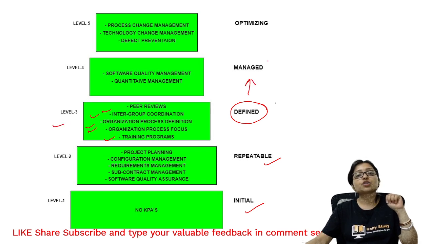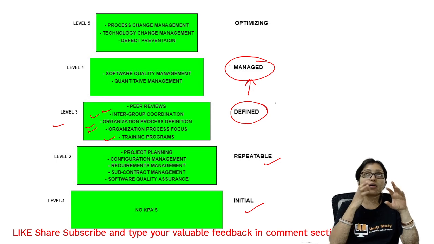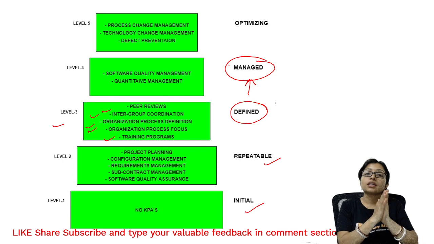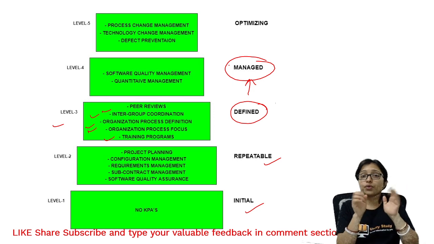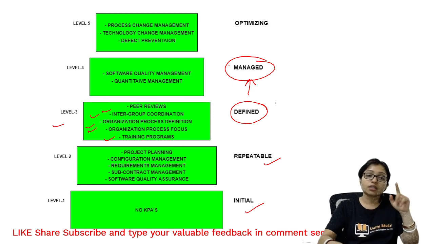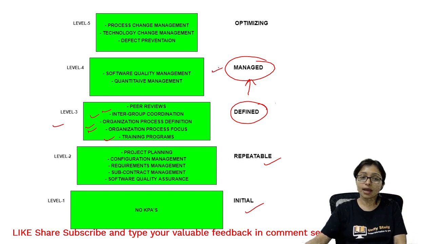After that they come to managed. Managed means after coming to a properly defined level, now they are focusing on qualitative and quantitative management. Because yes, now we are doing work, now we have to focus on quality and quantity also. That's why they are focusing on qualitative and quantitative management. That is called the managed level.